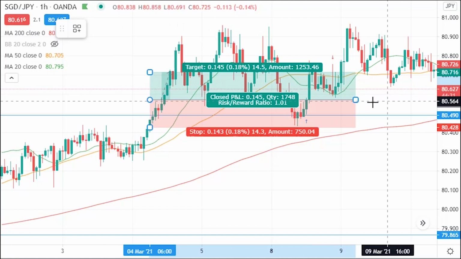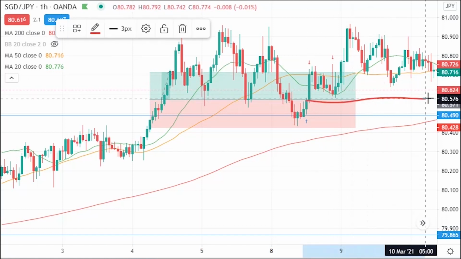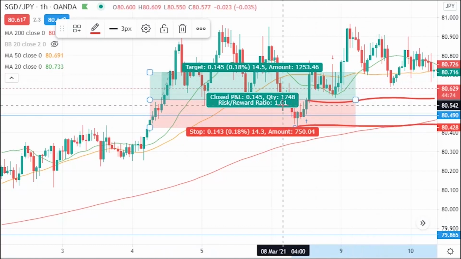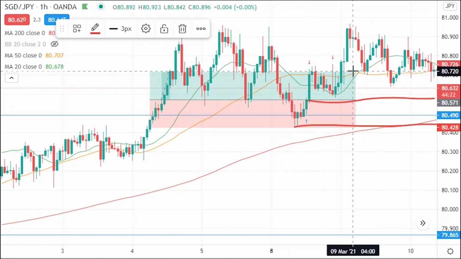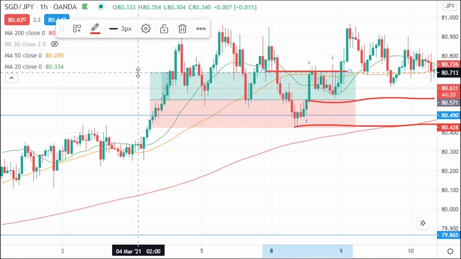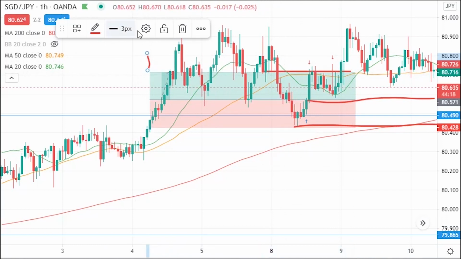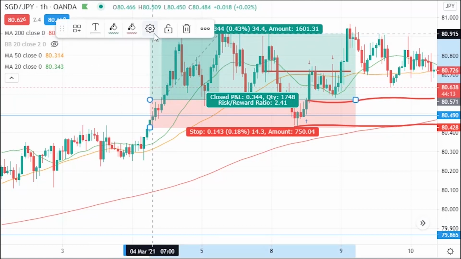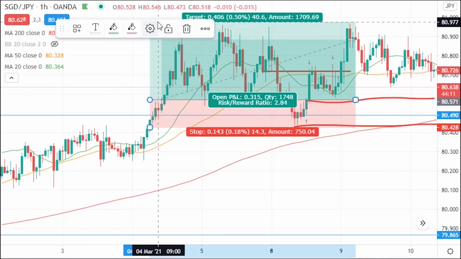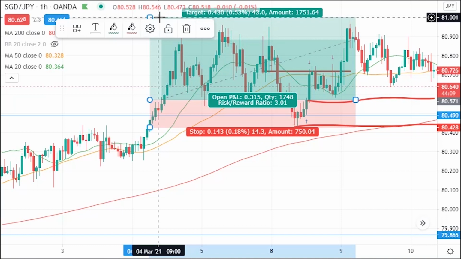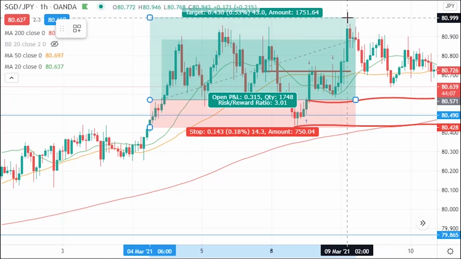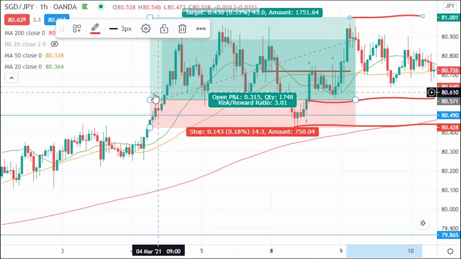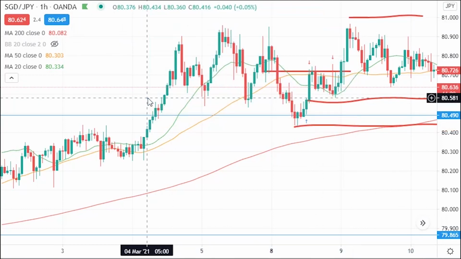So again, I'll just draw some lines. We'd enter right there. Our stop would be right there. And our TP1 would be roughly where it is, right? And then our TP2 would be 3 to 1. And I'll do that. So let's get rid of this 'cause it's kind of cluttered.